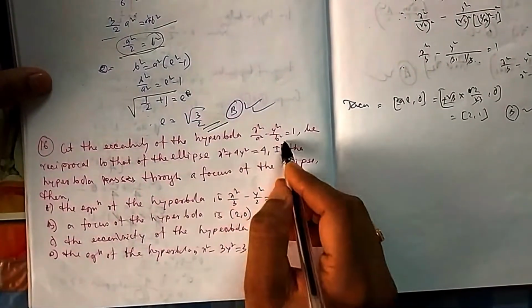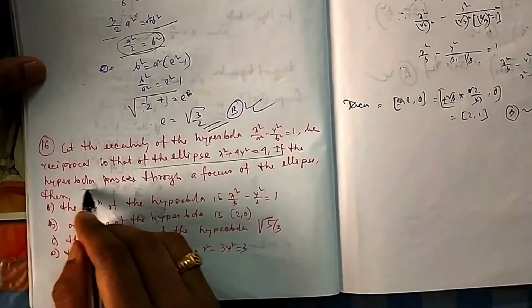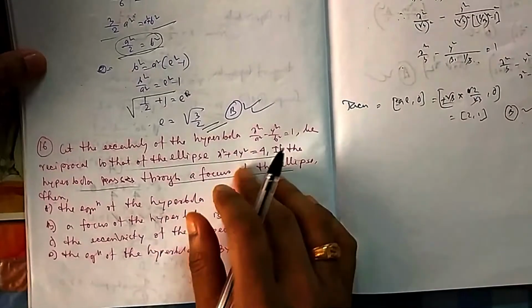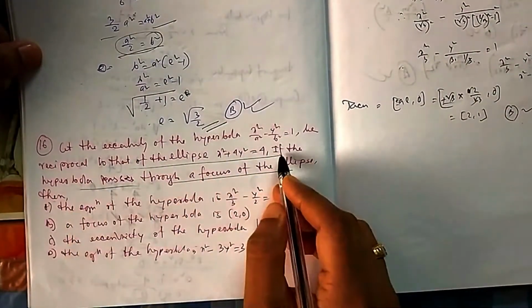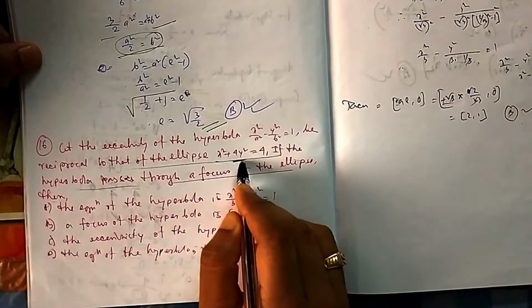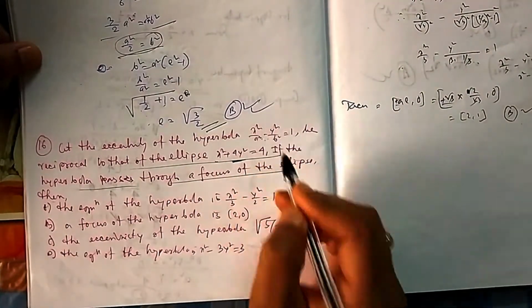16, the eccentricity of the hyperbola. This is reciprocal to the ellipse if the hyperbola passes through the focus of the same type of question we have already solved in starting, but a little difference is there. So it is easy, you can see the hyperbola is the reciprocal of this. You know this eccentricity, so you inverse it, you will get the eccentricity of this one.